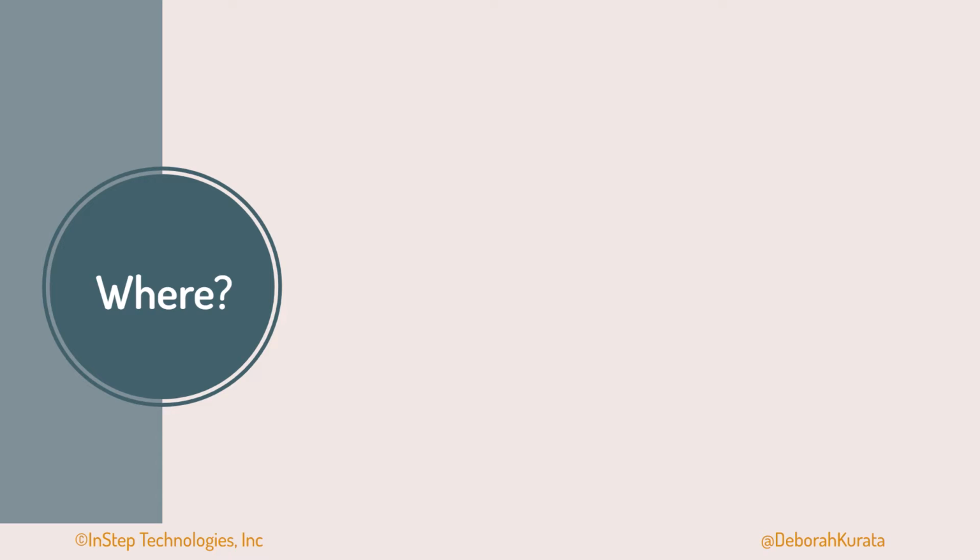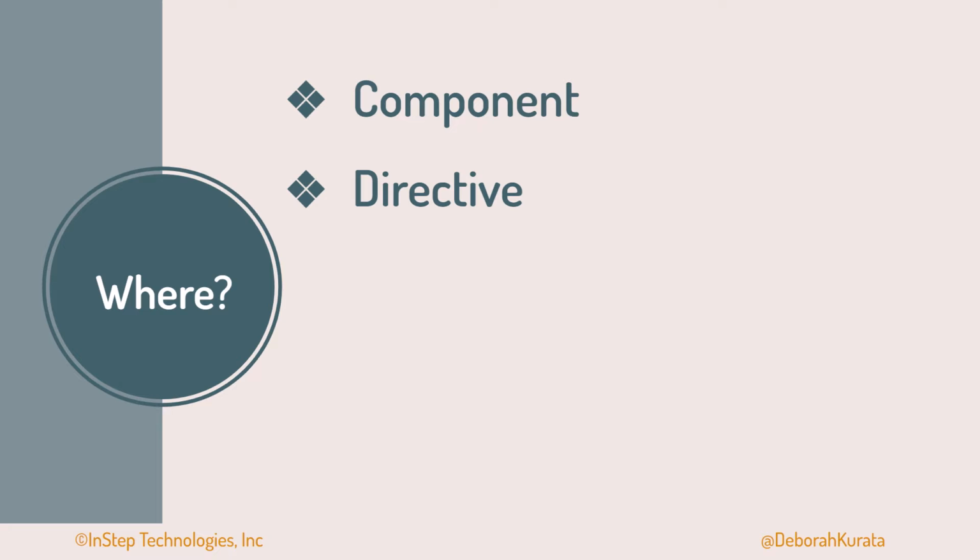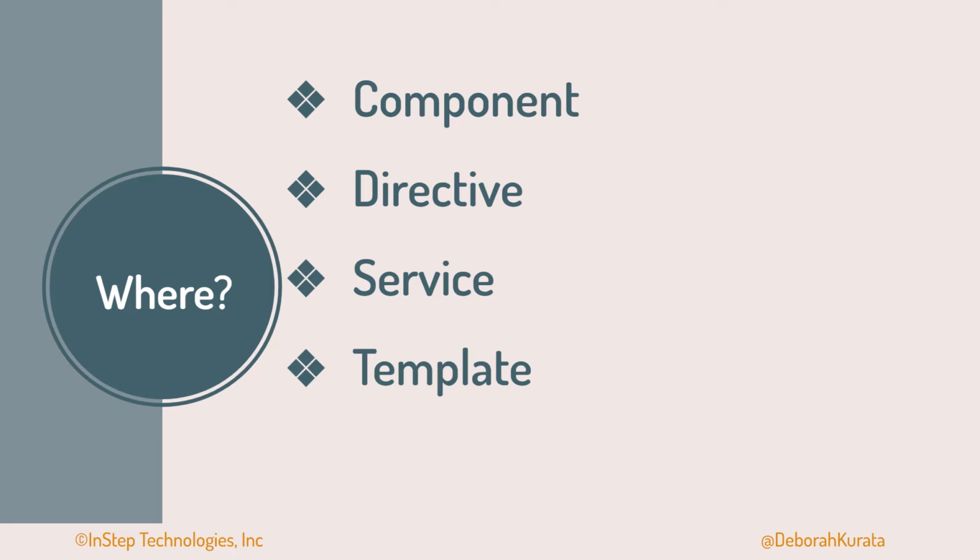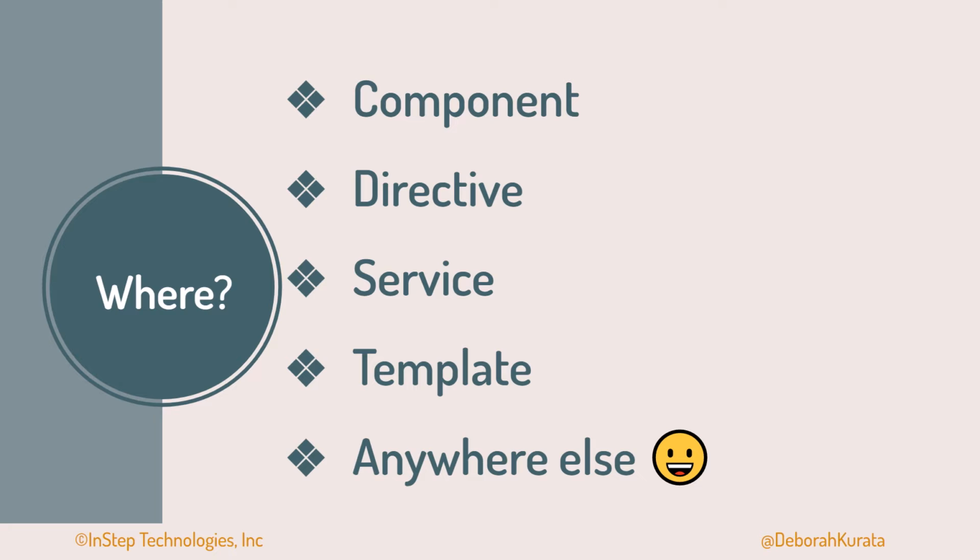Where can you use signals? We can use them in components to track local component state. We can add them to a directive. We can use them in a service to share state across components. We can read them in a template to display signal values. And we can use them basically anywhere else in our code.